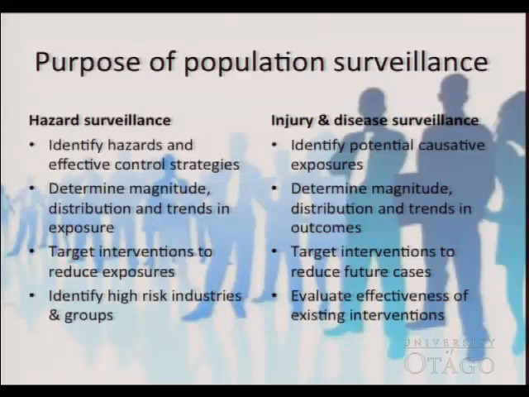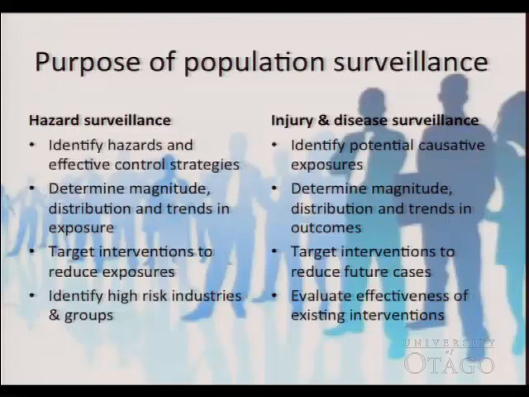The purpose of population surveillance is kind of similar, but they do have quite different focuses. Hazard surveillance is really lead time surveillance. So this is about identifying those hazards early on and putting in effective control strategies up front so that we prevent disease and injury from occurring later in time. Here we want to determine the magnitude and distribution and the different trends in hazard exposure over time, and we want to target our interventions to reduce those exposures.